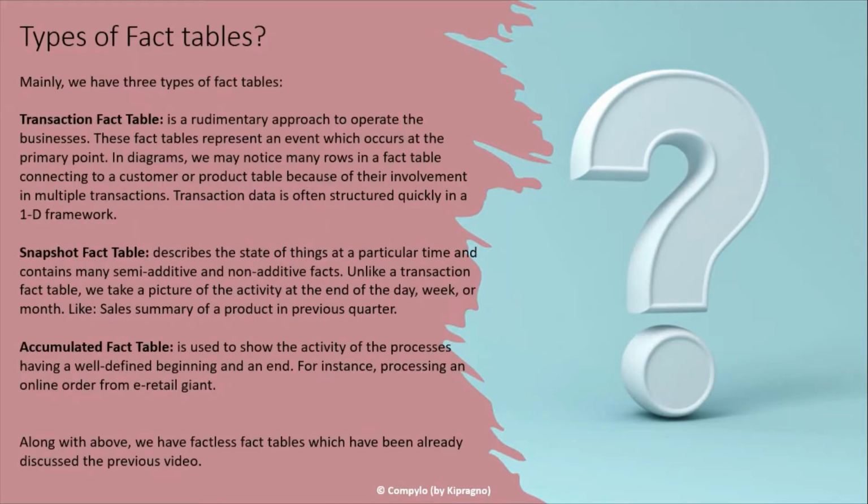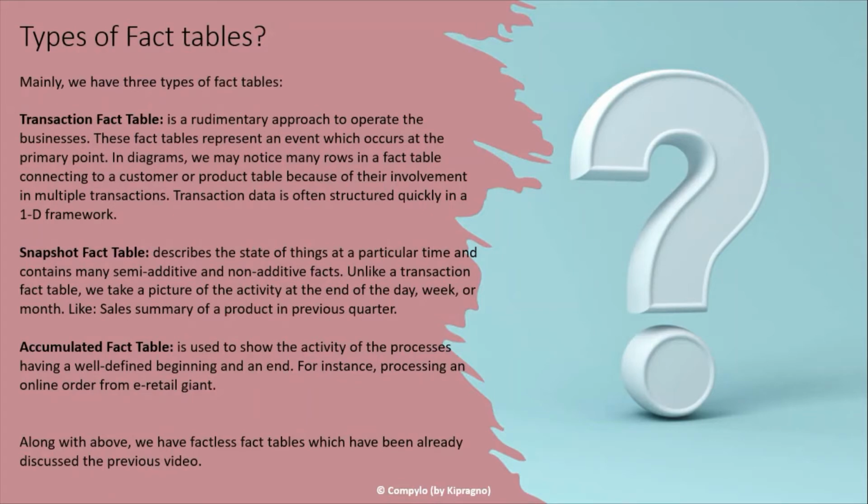What are the types of fact tables? Mainly, we have three types of fact tables. Transaction fact table. It is a rudimentary approach to operate the businesses. These fact tables represent an event which occurs at the primary point. In diagrams, we may notice many rows in a fact table connecting to a customer or product table because of their involvement in multiple transactions. Transaction data is often structured quickly in a 1D framework.